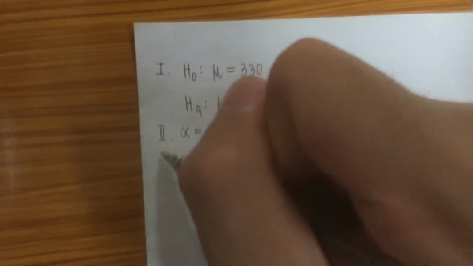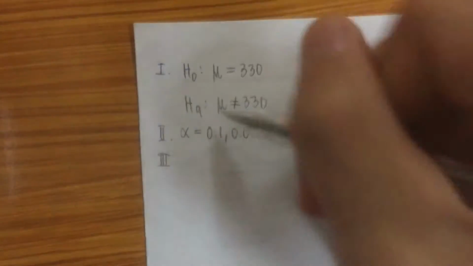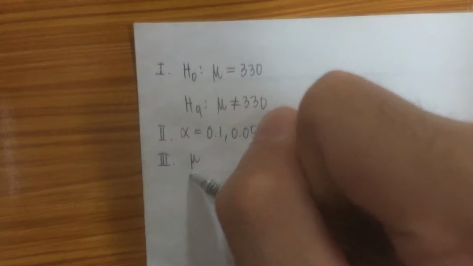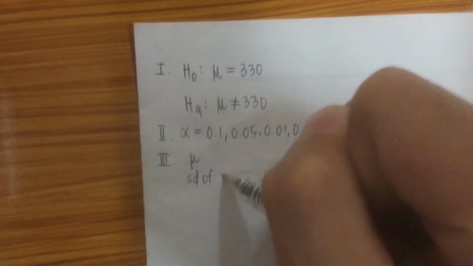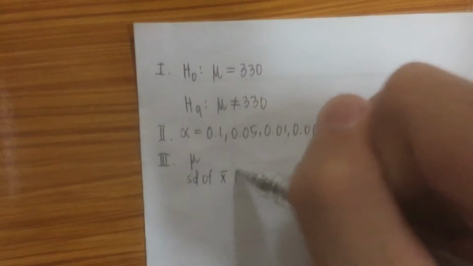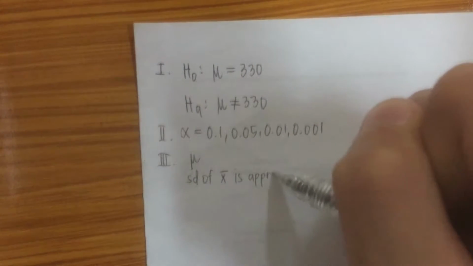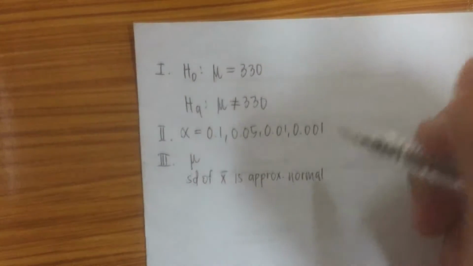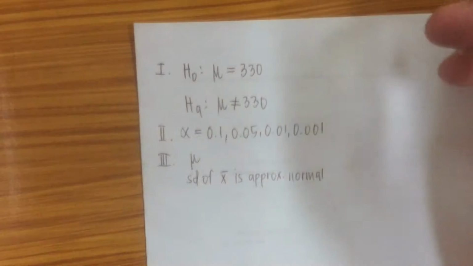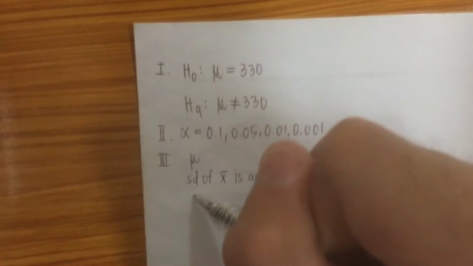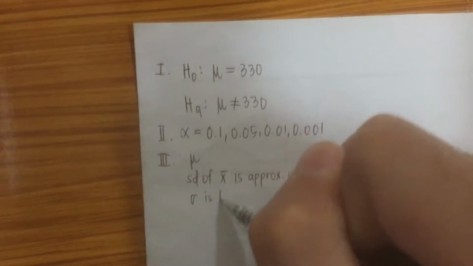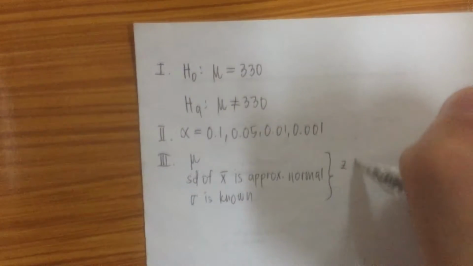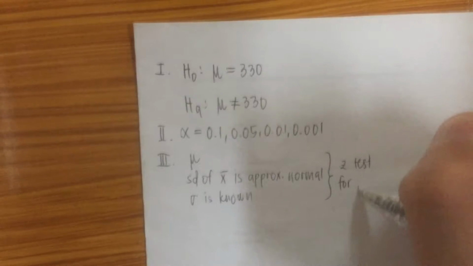Now, in step 3, we will identify the test. Here, we are making interpretations about a mean. The sampling distribution of the sample mean is approximately normal. So even if we don't know the distribution of the sales for all the stores, the sample size was 100. And furthermore, the population standard deviation is known. So based on these three pieces of information, we can use the z-test for means.